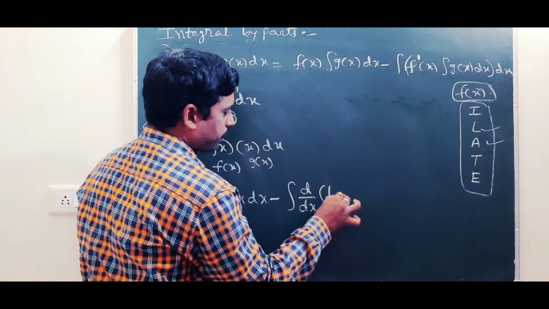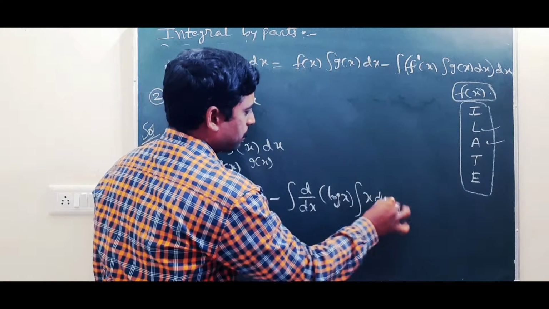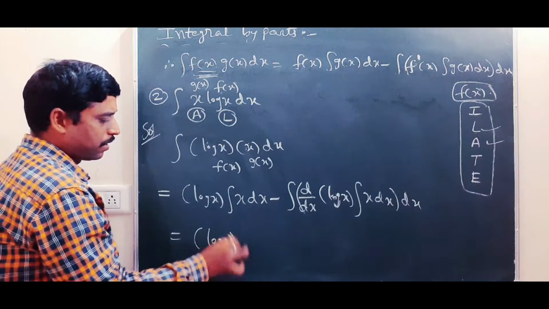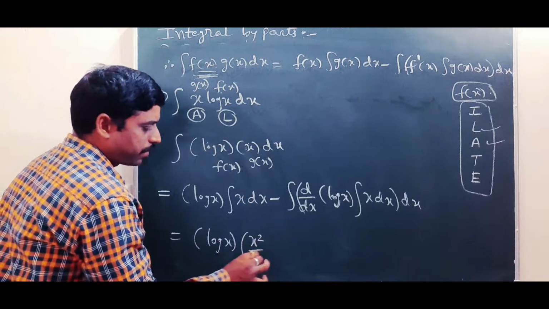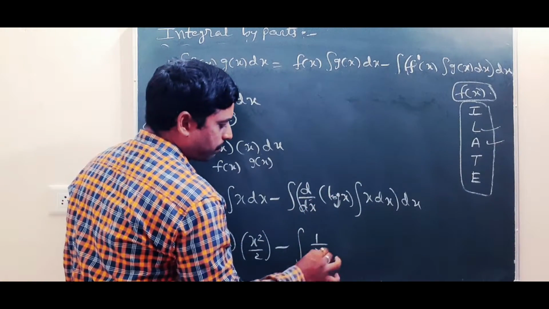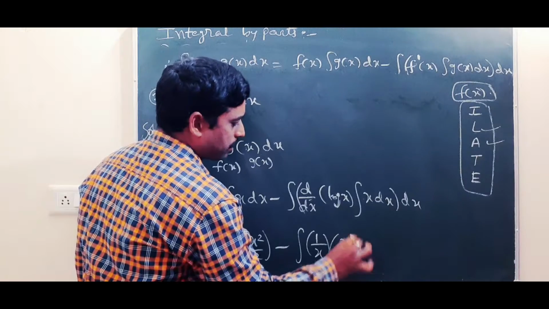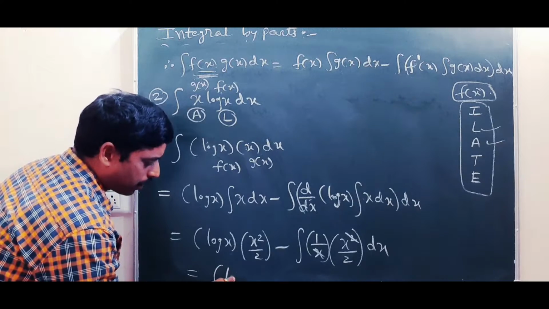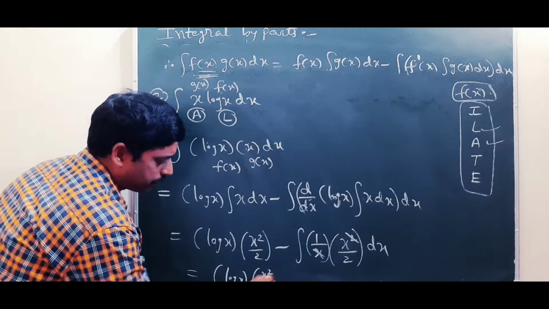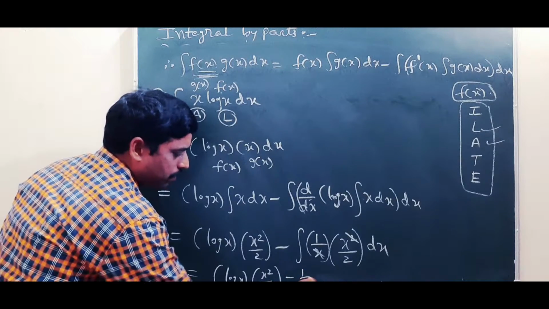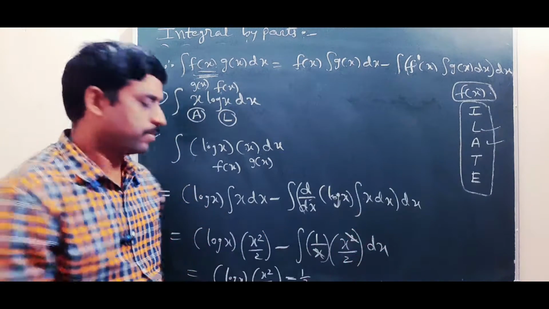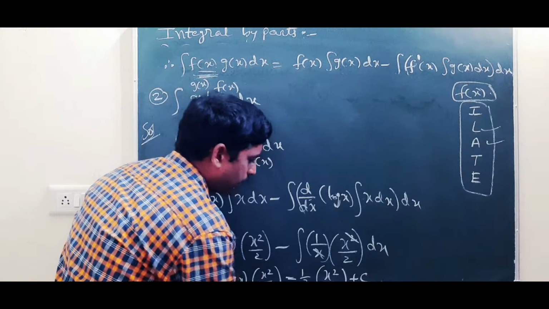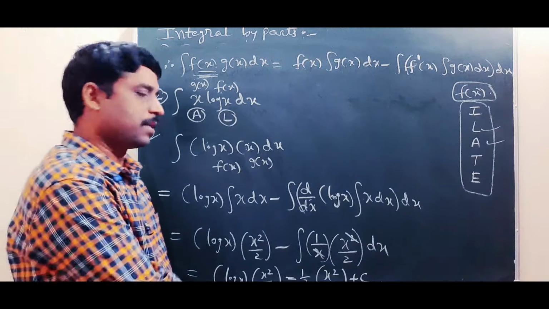Integral x dx, whole dx. It is going to be log x into the integration of x dx, which is x square by 2. The differentiation of log x is 1 by x, and the integration of x dx gives x square by 2 dx. So the x gets cancelled. It is going to be log x into x square by 2 minus 1 by 2 constant. The integral of x dx gives x square by 2 plus c. So x square by 2 into 1 by 2 is x square by 4. This is the answer.